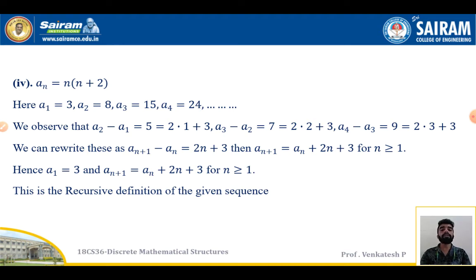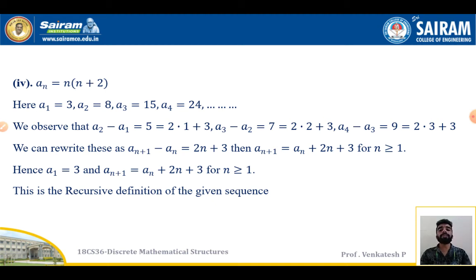So same thing for a4 minus a3 also. I'll be getting 9. So 9 I can make like 2 into 3 plus 3. It will be 9. So now the sequence will be how? an plus 1 minus an is equal to 2n plus 3. I can make it because here 1, 2, 3 it's varying actually, so I can make like 2n plus 3.